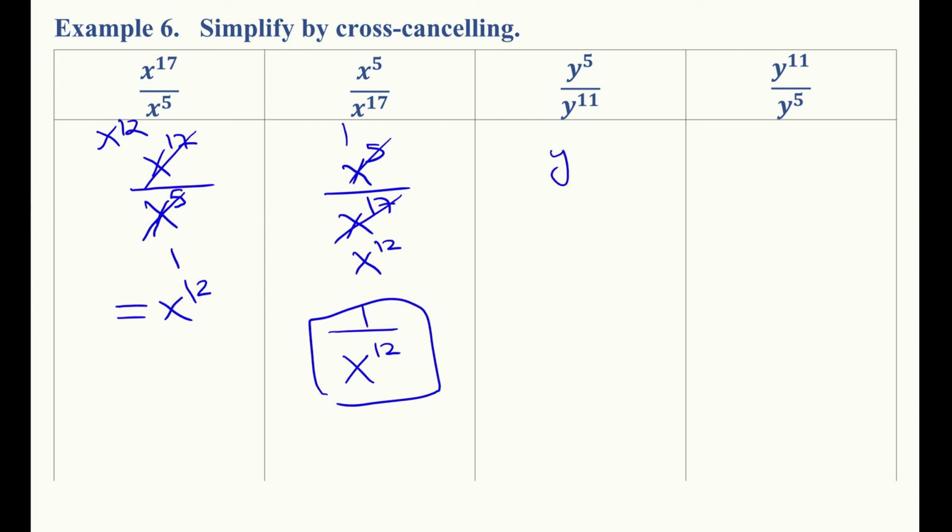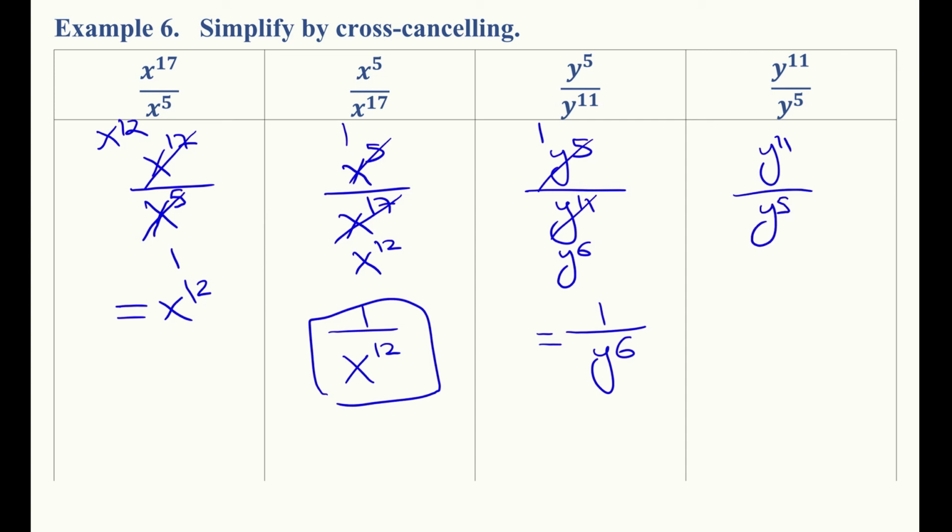For this next one, you can see the larger power is on the bottom, so y to the 5 is the one that's going to go into both. Y to the 5 goes into itself once, and it goes into y to the 11 y to the 6 times. So when we write the answer, it's going to be 1 over y to the 6.